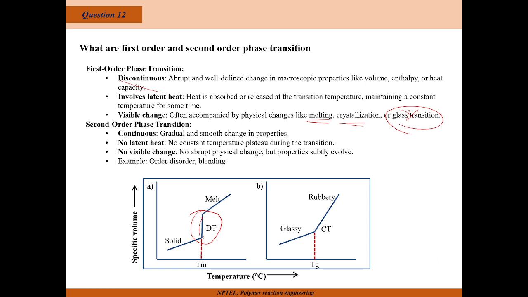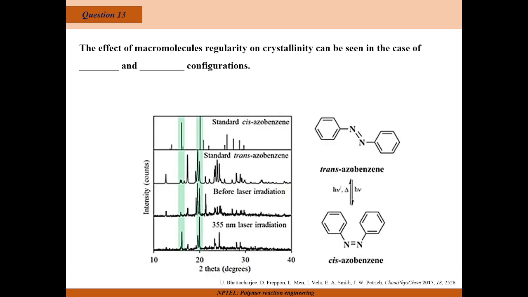So let's move on to our next question. The effect of macromolecule regularity on the crystallinity can be seen in the case of dash and dash configuration. I think I already gave you the answer also. It's basically cis and trans. I forgot to keep this as an animation, so sorry for that. I didn't give an option for you to think.